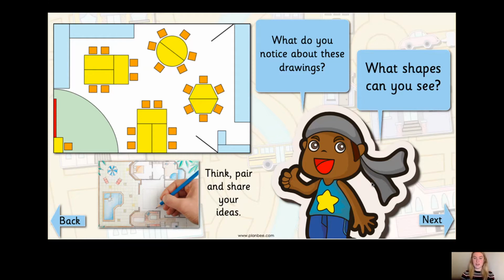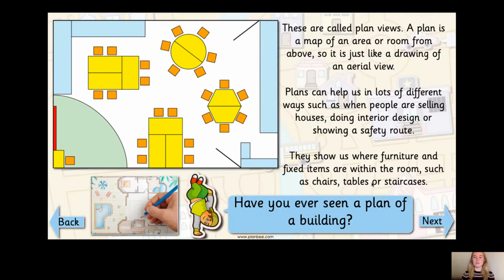Brilliant. Now, these are called plan views. A plan is a map of an area or a room from above. So it's just like a drawing of an aerial view. Can you guess what this aerial or plan view is of? Yes, that's right. It's of a classroom, isn't it?